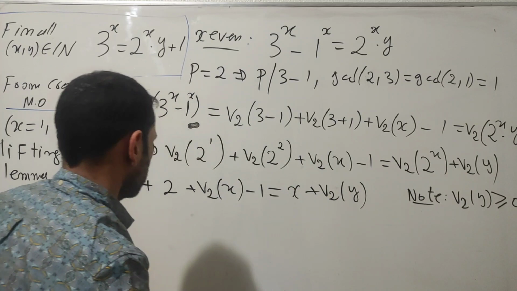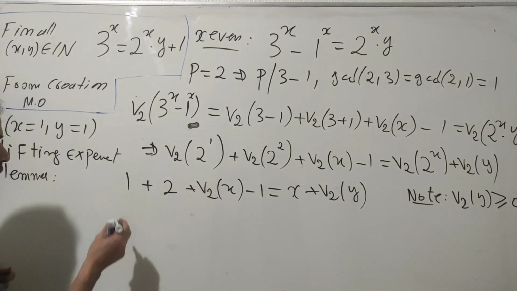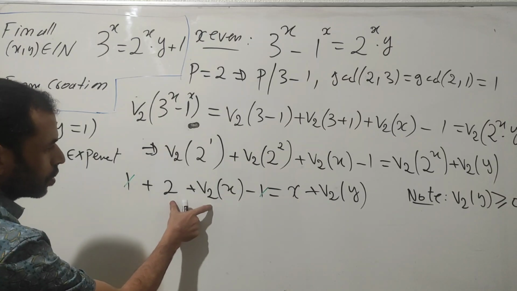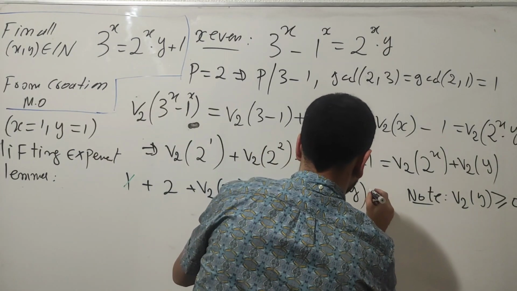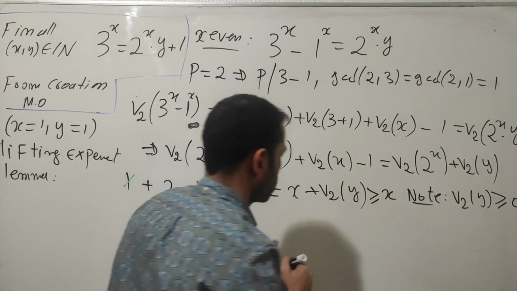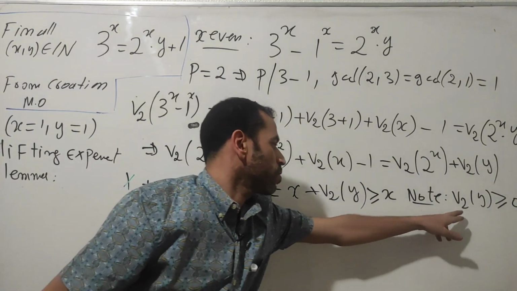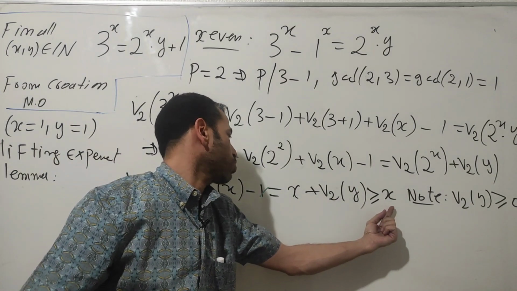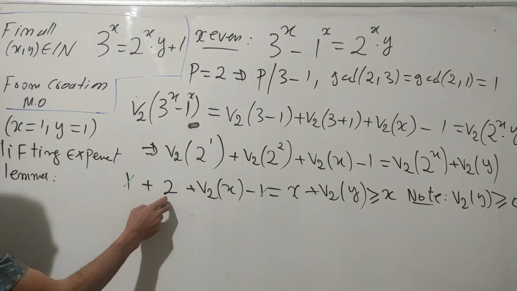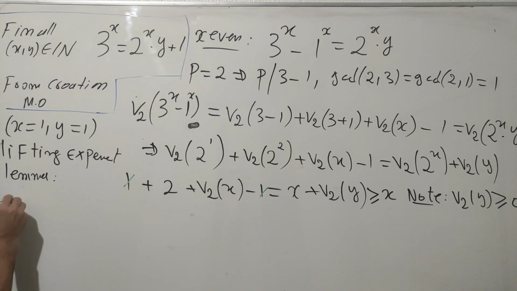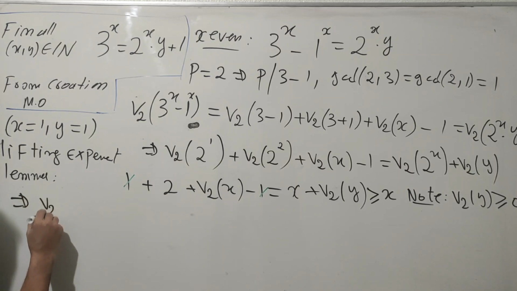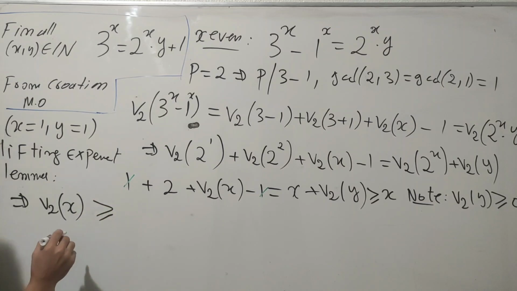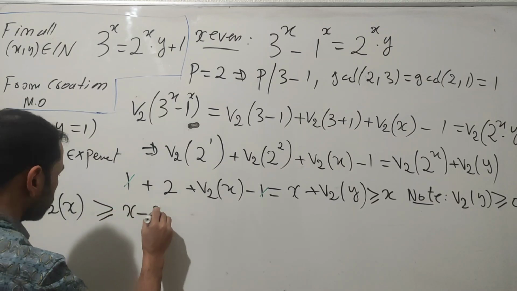Okay, so cancelling out this one with this minus 1, I'll be left with this one. So now this one is greater than or equal to x, because this one is positive, which means this one is going to be bigger or equal to x. So let's take this number to the right. So I get here v, the left-hand exponent of x, is bigger or equal to x minus 2.